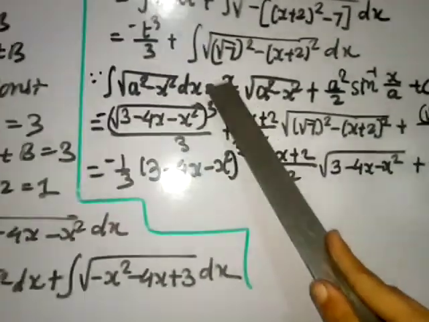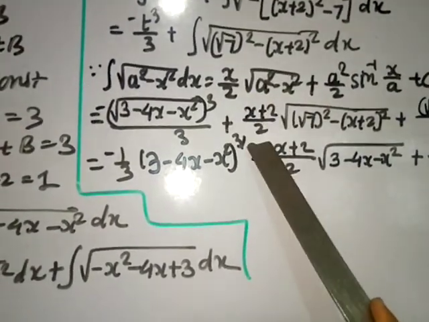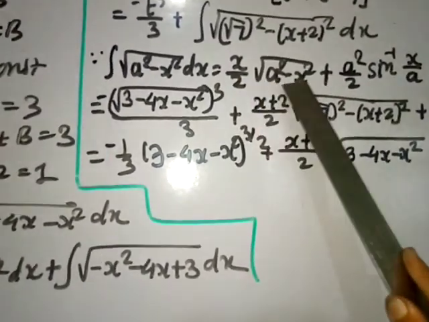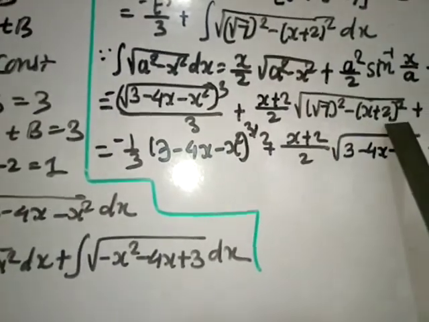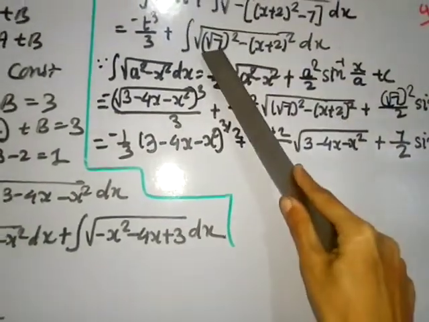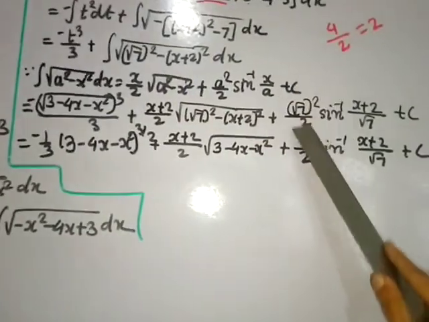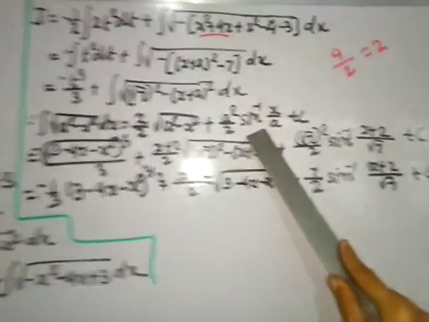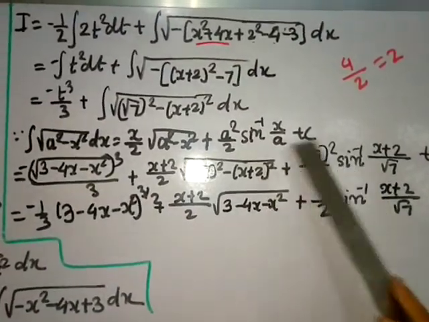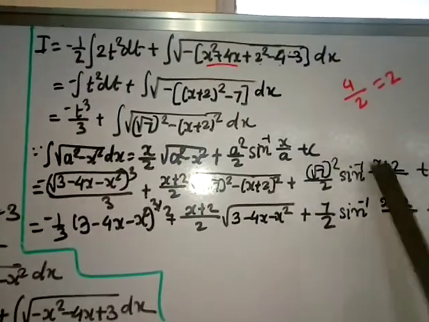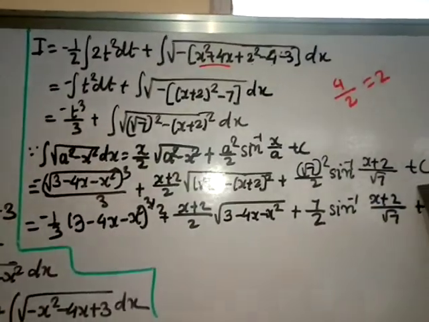X, what is your x? X is this one, so x plus 2 by 2 square root of a square minus x square. So this same thing I am putting here. Plus a square, a is root 7, so root 7 square by 2, and sine inverse. So what is sine inverse? Sine inverse is as it is and x. X is x plus 2 and a is root 7 plus c.